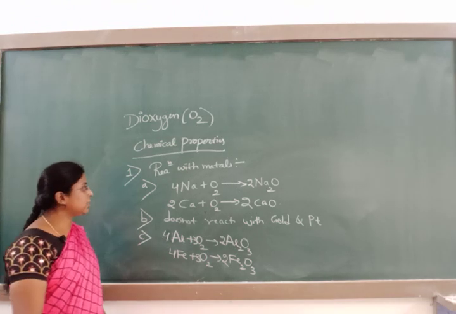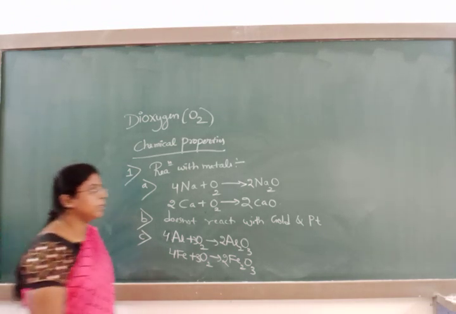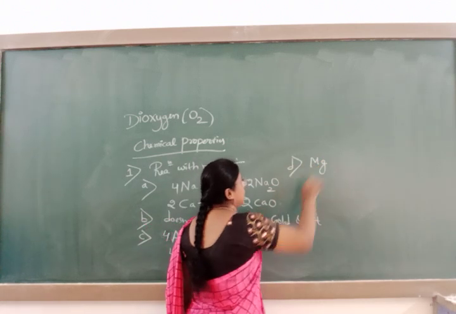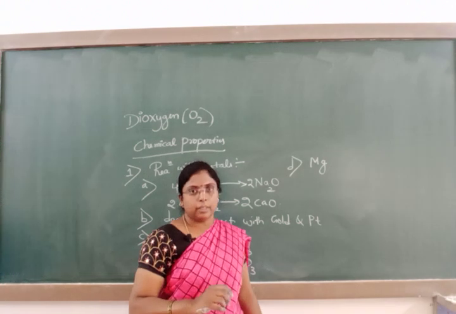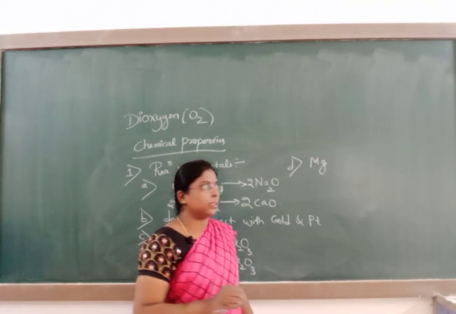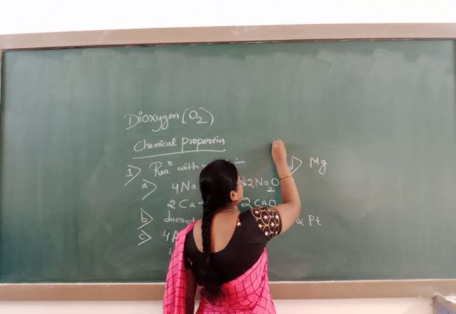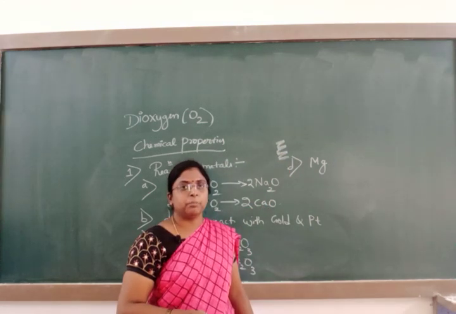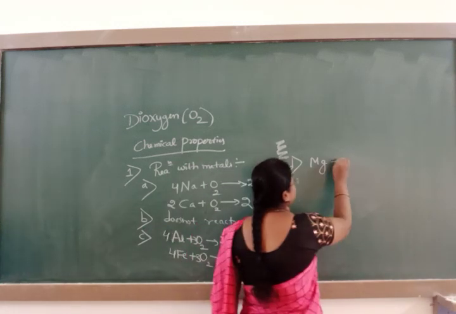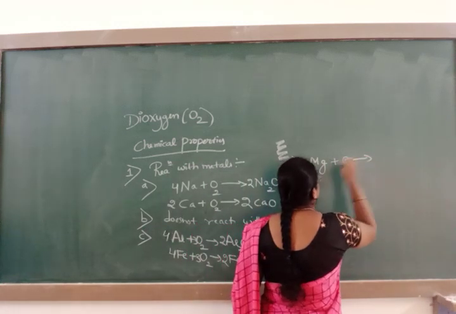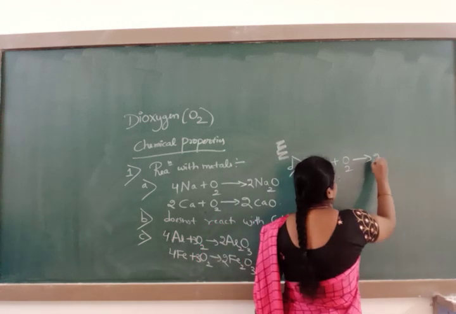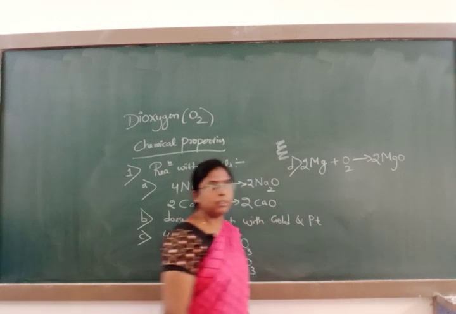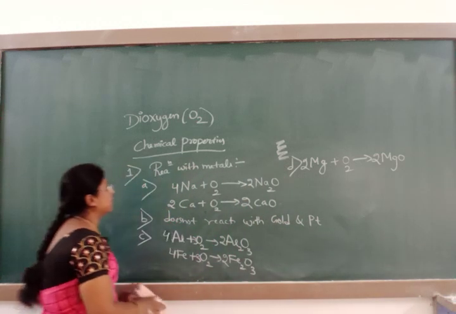And the fourth one in this type is magnesium. Magnesium is usually obtained in the form of a ribbon-like structure. Magnesium burns in the presence of oxygen to form magnesium oxide. These are the reactions with metals.